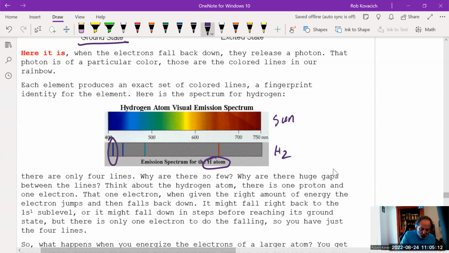So I get 1, 2, 3, 4 wavelengths. Why only 4? There's only one electron, and there's only so many places that electron can fall to, and these are the colors that it's going to produce. The combination of these colors is sort of a, I don't know, pinkish hue.